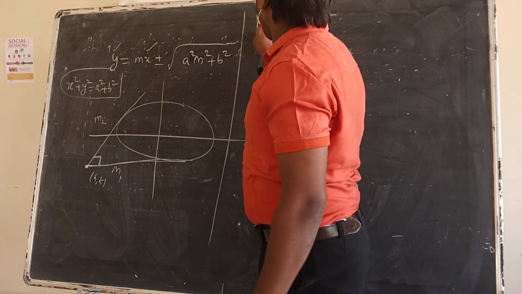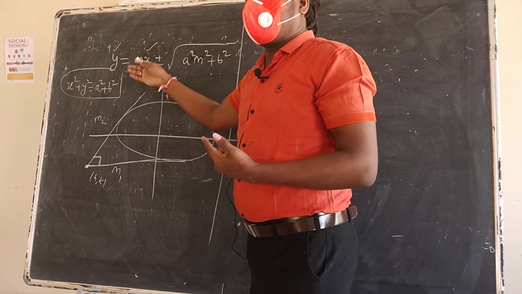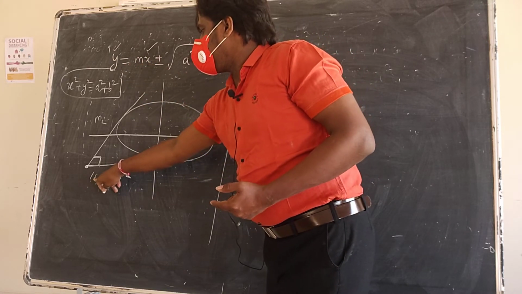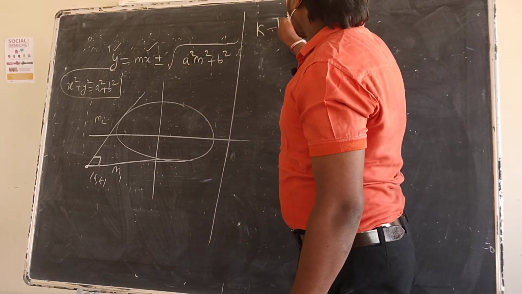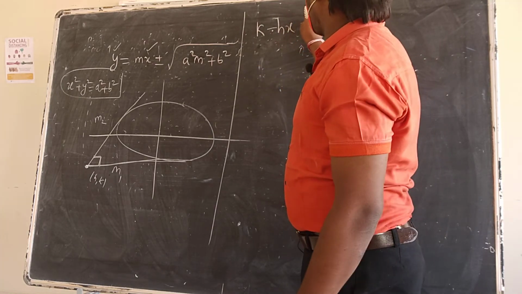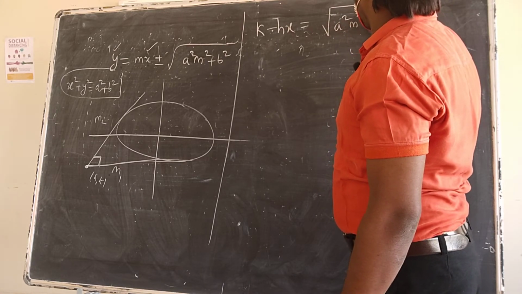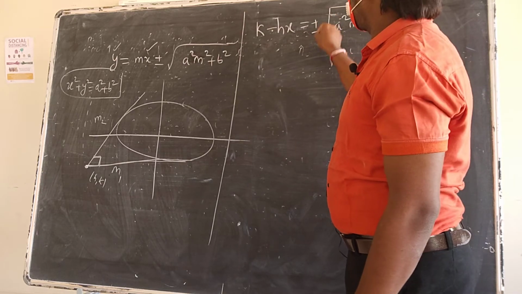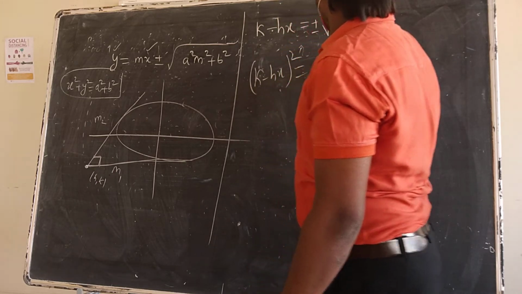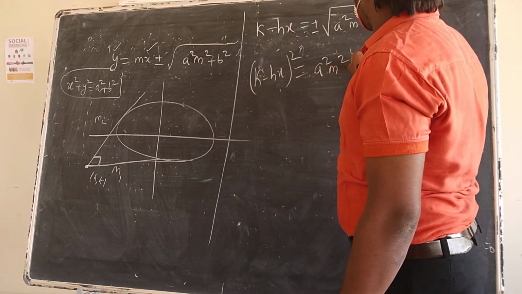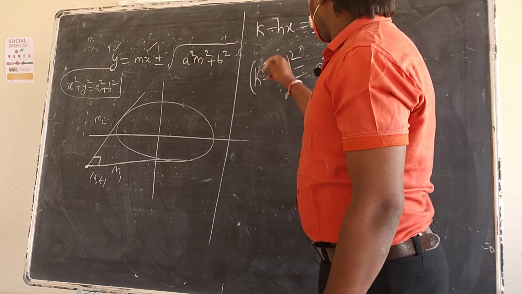So what I get here, k is equal to mh. Proof I am telling you, for those who want proof. X place I will substitute h, y place I will substitute k. So k minus hx is equal to, I am going to get under root of a square m square plus b square, squaring on both sides. So what I get here, k minus hx whole square is equal to a square m square plus b square. Okay. So what I can write this one as, how much?